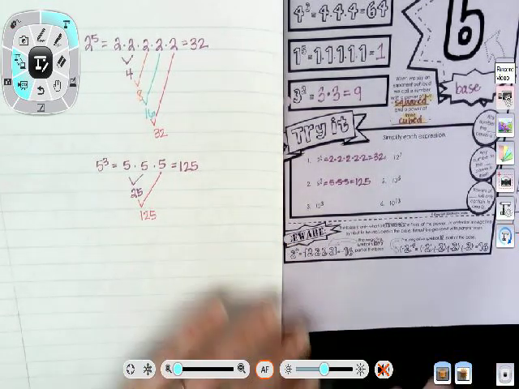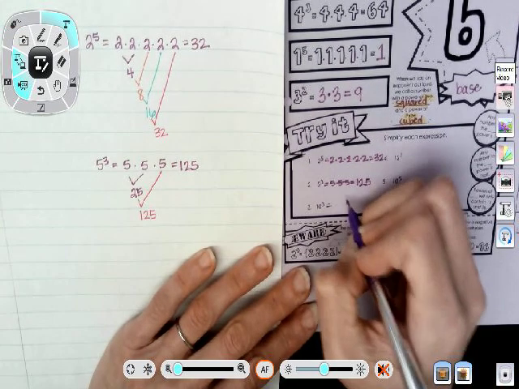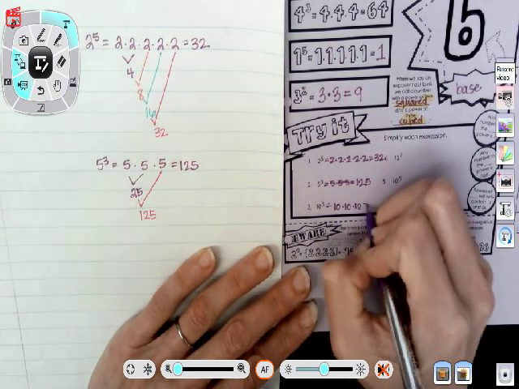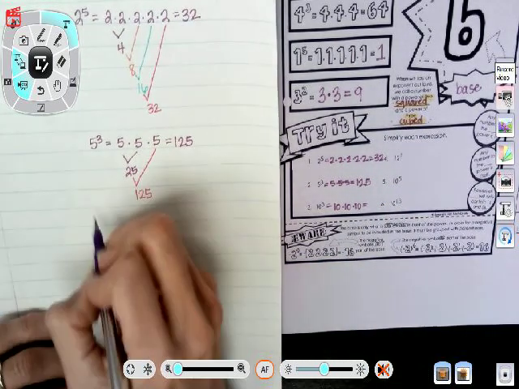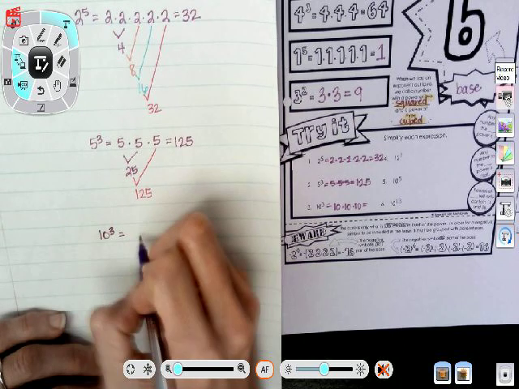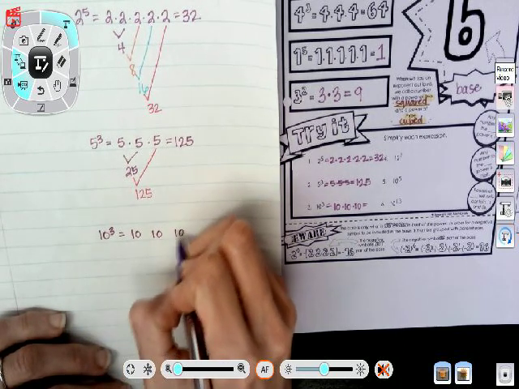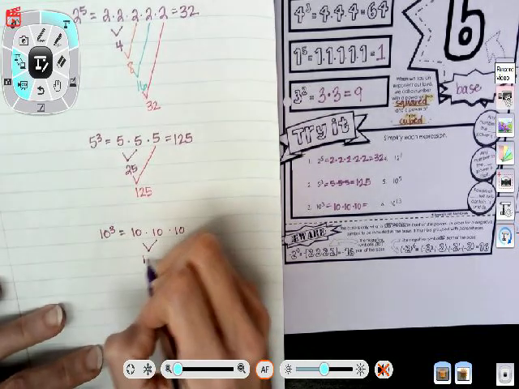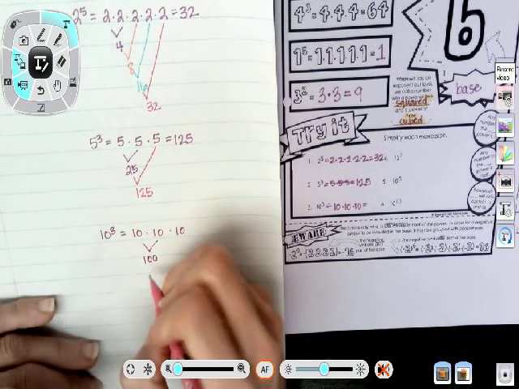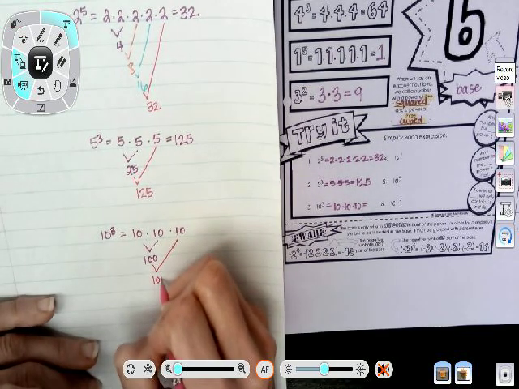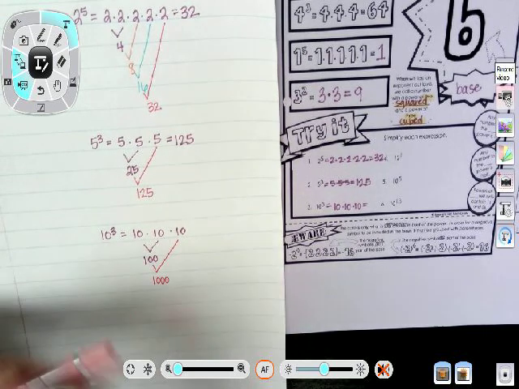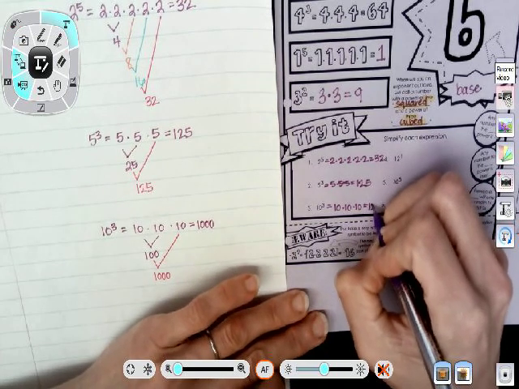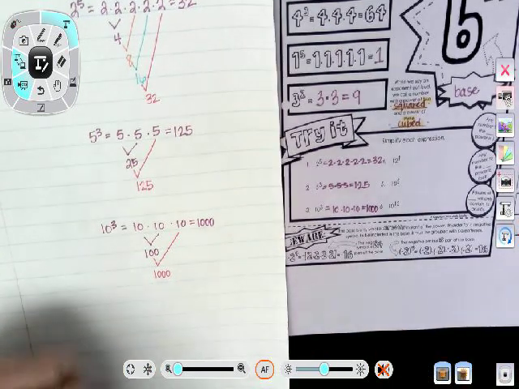Now let's do 10 to the third power. 10 cubed. That means 3 tens all multiplying. Okay, let's do that over here. 10 cubed, 10 to the third power. 3 tens all multiplying. So 10 times 10, that's an easy one, that's 100. And then 100 times that last 10, that's 1,000. So 10 to the third power is 1,000, not 30. See how these answers are different than what you think they would be.